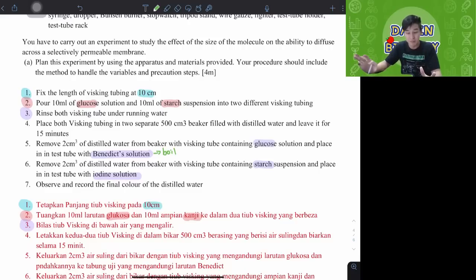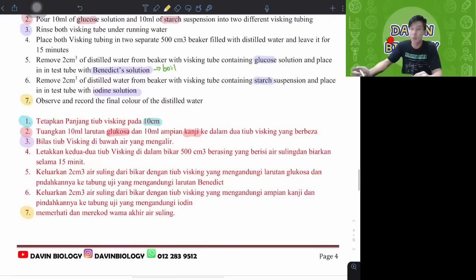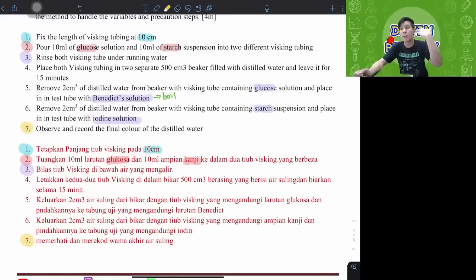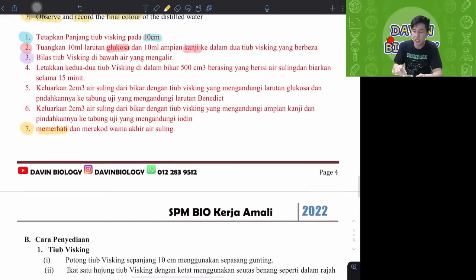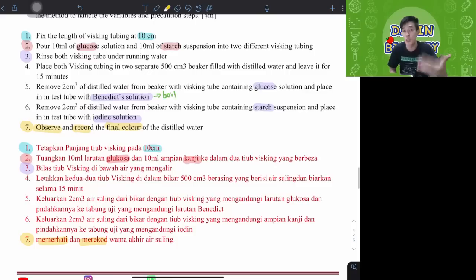That's why here I leave it out. Okay, and then the last point is your responding variable. Bergerak balas. So the responding variable is always behind, because the responding variable is always what you get at the end of the experiment. So at the end, this one also doesn't need measure and record, just observe and record the final color. So use your eyes to observe the final color. Okay, so that is the procedure.